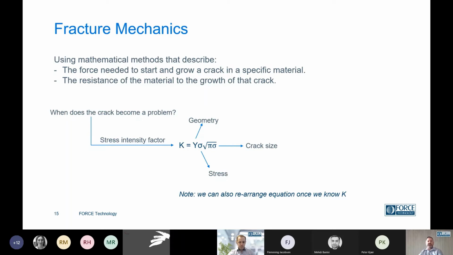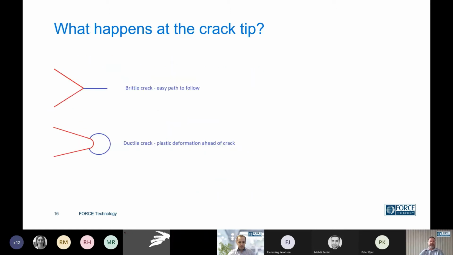And to be able to illustrate this a little bit better, we will zoom in a bit and we see what happens at the crack tip. So very simplistically drawn there, we see that we got a brittle crack and a ductile crack.